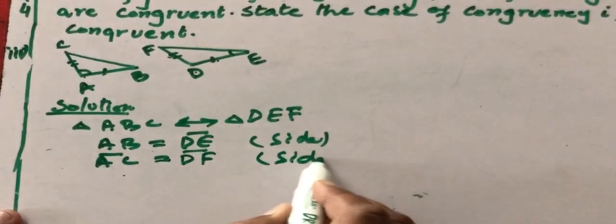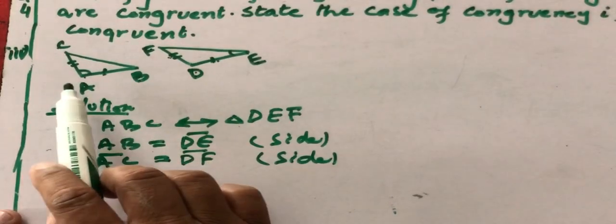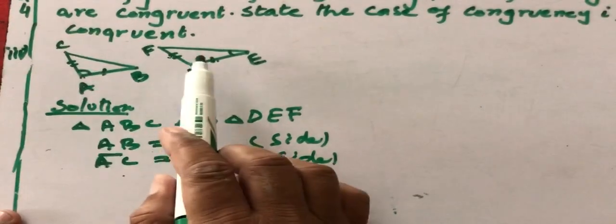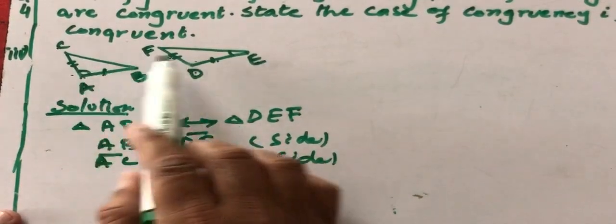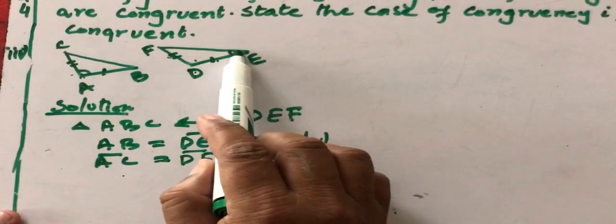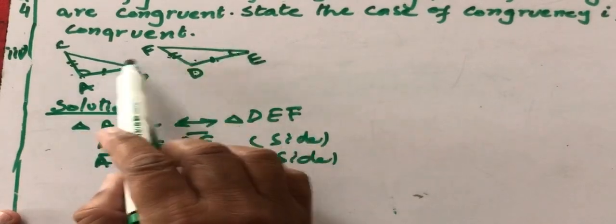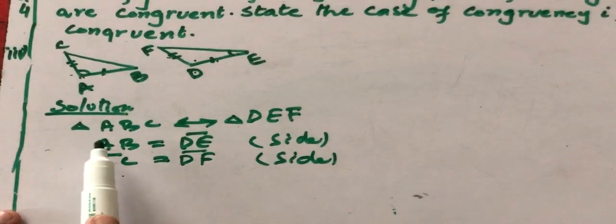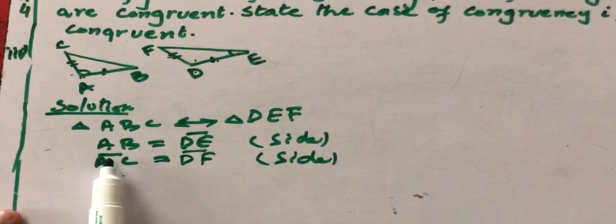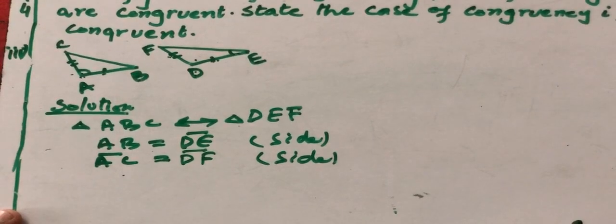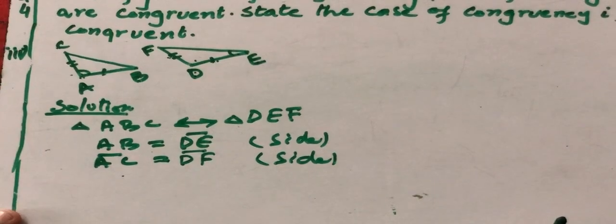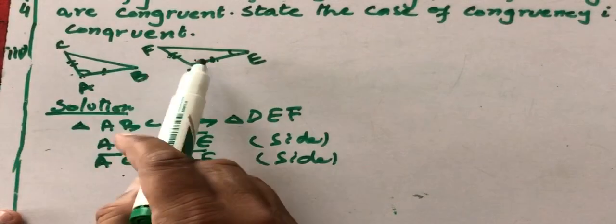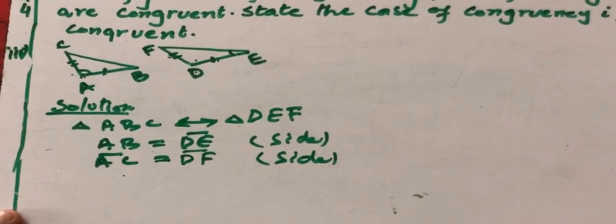So it's also a side. But if we see that angle A corresponds to angle D, these two angles are not equal to each other, and angle E corresponds to angle B, which are not equal to each other. So in these two triangles we have only two sides equal, but as we have learned, in congruent triangles at least three elements must be equal to each other. So these two triangles are not congruent to each other.